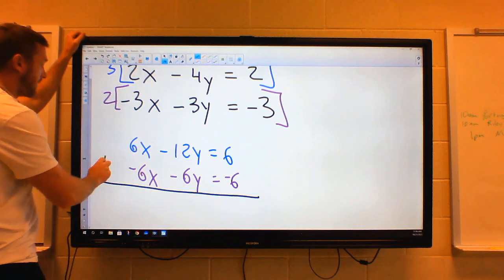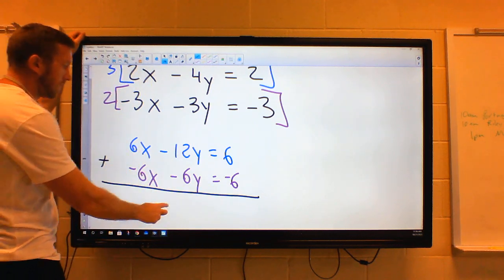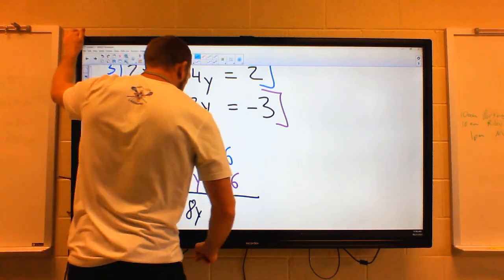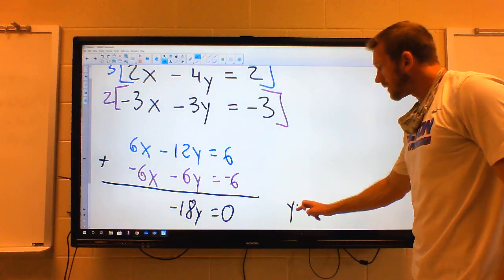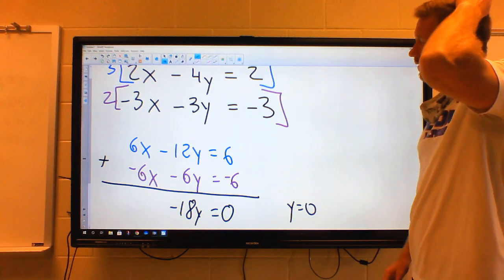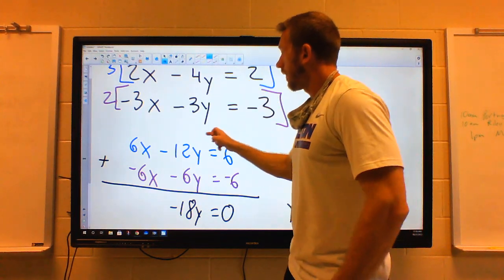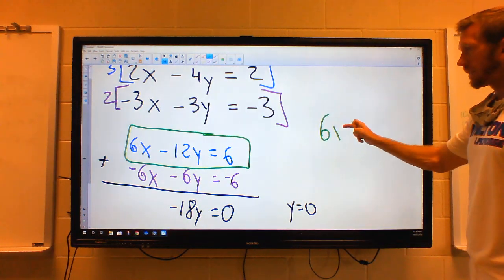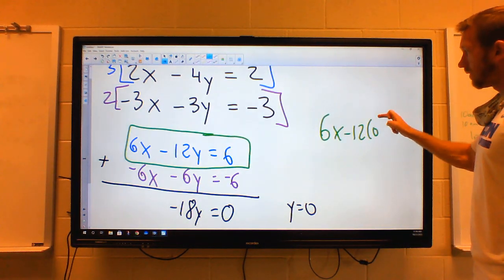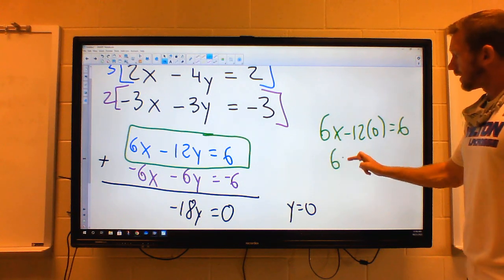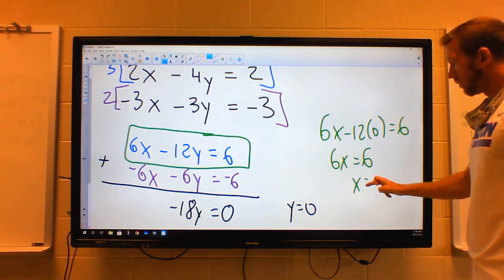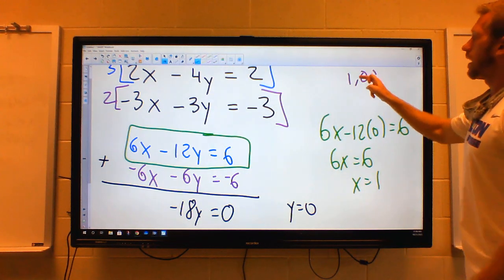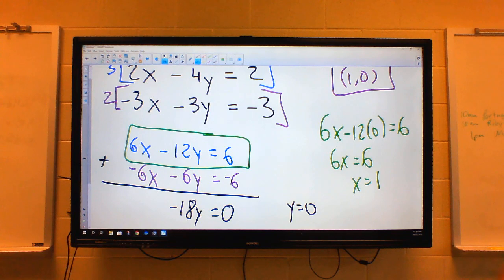Now I can combine by addition because the x's get eliminated. Negative 18y equals 0, which means y must equal 0. I can plug that into this equation. I've got 6x minus 12 times 0 equals 6. 6x equals 6, x equals 1. Now I've got the coordinate 1 comma 0. That is my solution. All right?